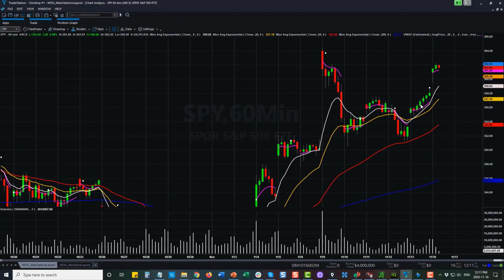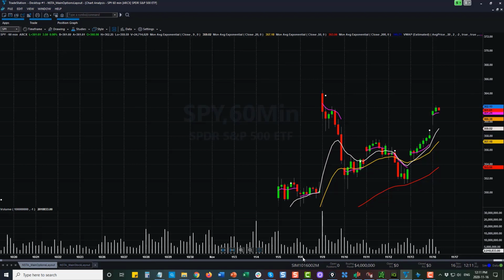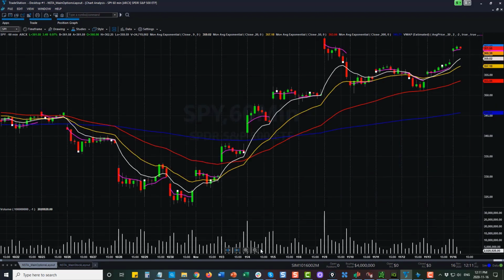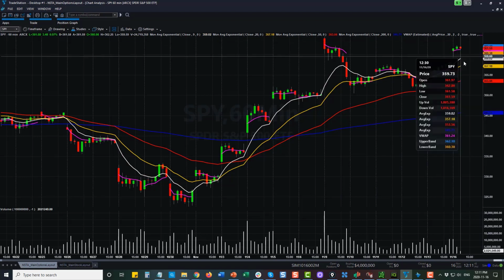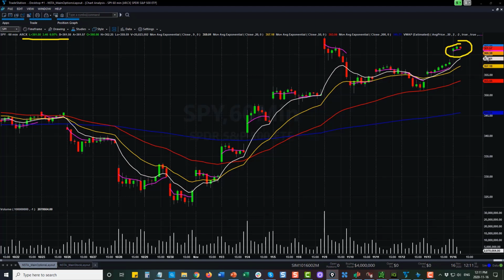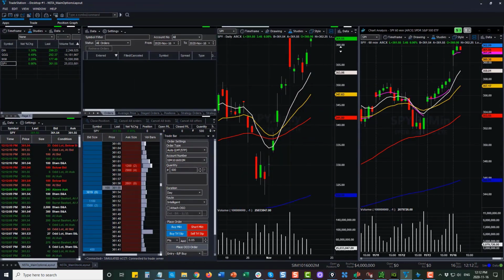If we're sitting here at 361.56, that's the current price of the Spiders right now. I'm just going to show you right there. That's where the S&P is trading right now. So if I'm looking at this stock, the stock price is 361. Simple to put, easy to see.